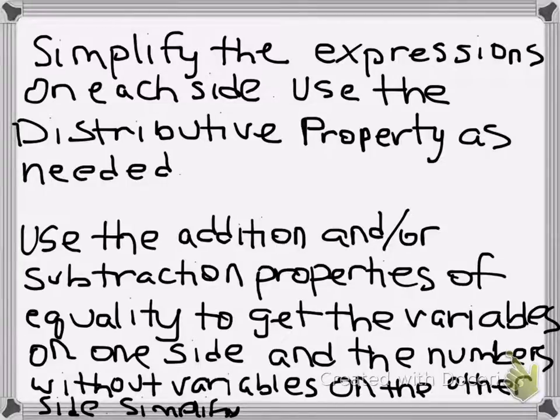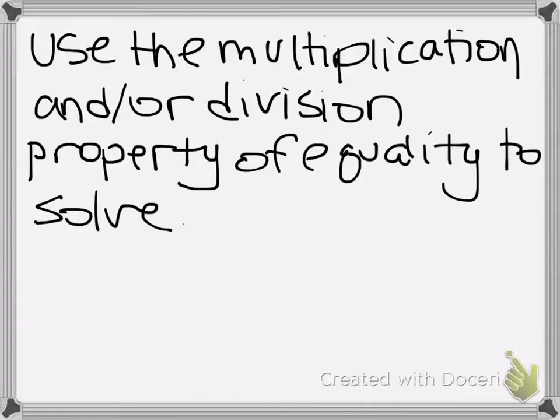If not, you don't need to use it every time, but only if you see the distributive property can be used. The next step would be to use either the addition or subtraction properties of equality to get the variables on one side and the numbers without the variables on the other side. And then you want to simplify. So we're going to be doing some moving around of terms and combining like terms across the equal sign. And then the last step would be to use the multiplication and or division property of equality to solve. So if you need to multiply or divide, depending on what the operation already is, you would do that last.